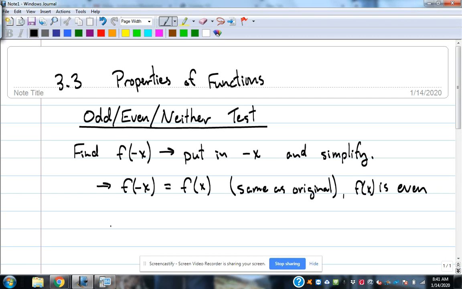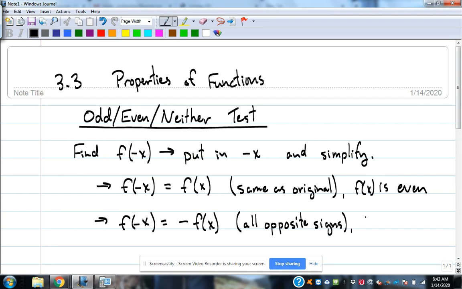Okay, if we plug in negative x, and we get the negative f of x, what's that mean? What is negative f of x? Change the sign of everything in the problem. So all opposite signs. Then f of x is, guess what? Odd.